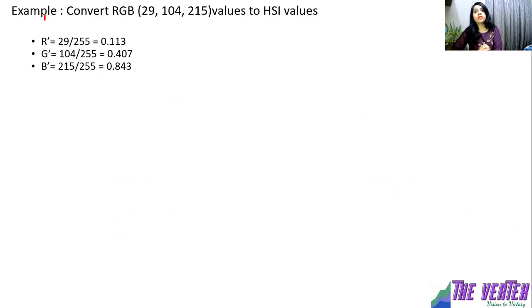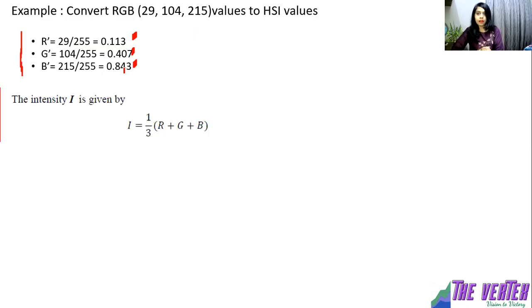Now let's solve an example. Convert the RGB values 29, 104 and 215 to HSI. Before starting, first we will normalize these values by dividing by 255. So we have divided by 255 and we have got new values of R, G and B. Now the intensity I is equal to 1 by 3 times R plus G plus B. Very simple. We'll add these three values and divide by 3, so we'll get the value of intensity.